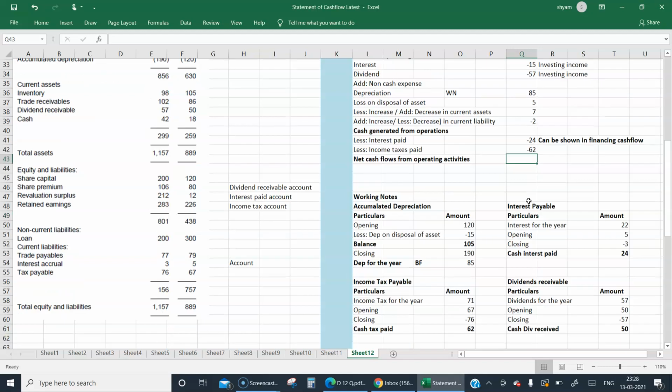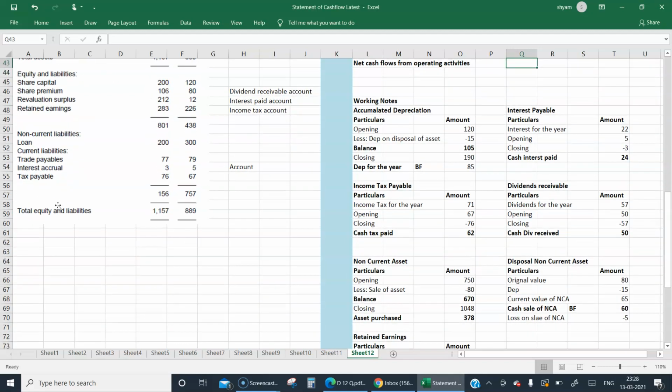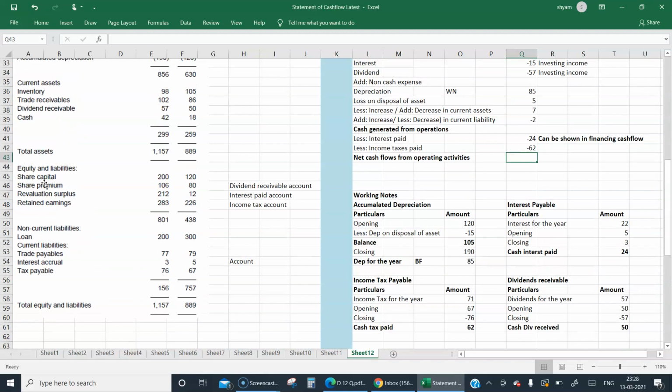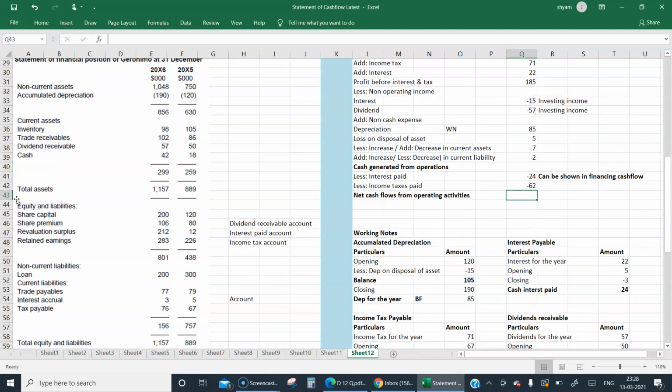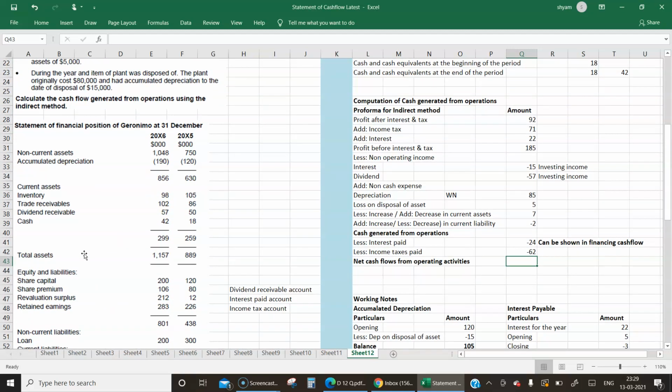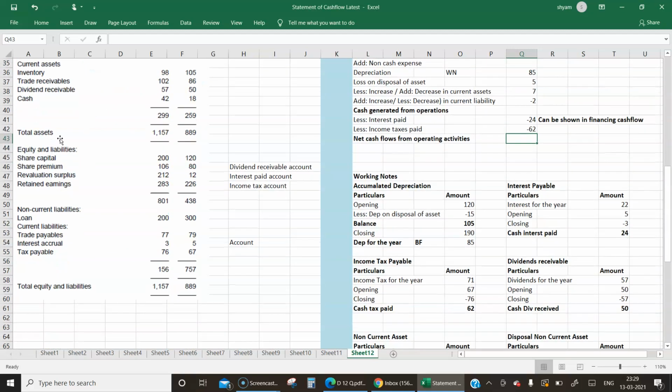So done with that. So is anything still left? A lot is left, because we are not done yet. Inventory is over, trade receivable is over, dividend receivable is over, cash is over. So I think overall on this side everything is over. Asset side is totally over. SOPL side is totally over. And adjustments are also over. We are almost completing.